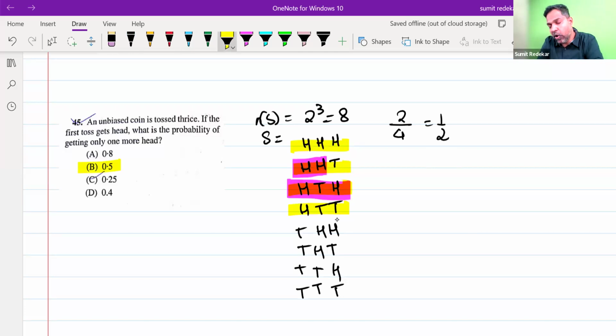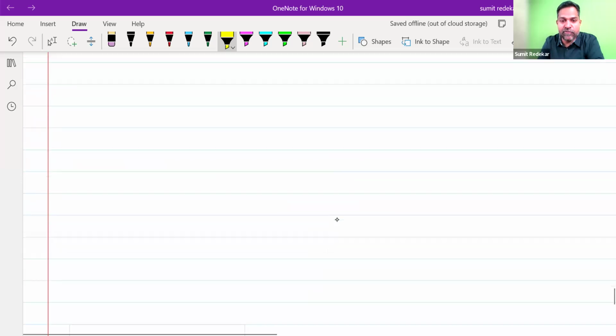So it is the probability of getting 2 heads divided by the probability of the first being a head, which will again work out to be 2 out of 4, which is 0.5. That is question number 45.